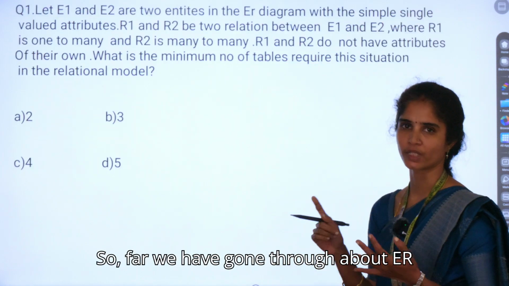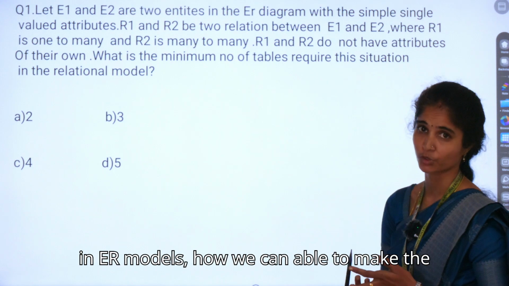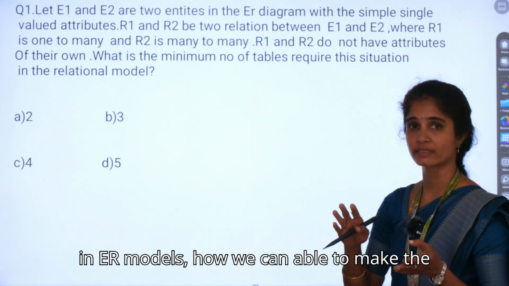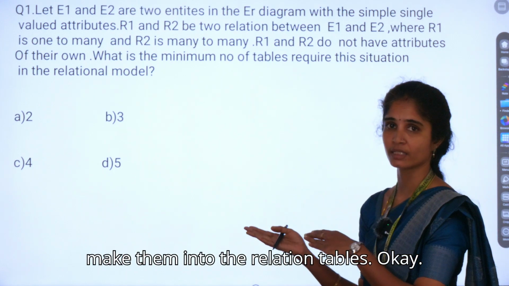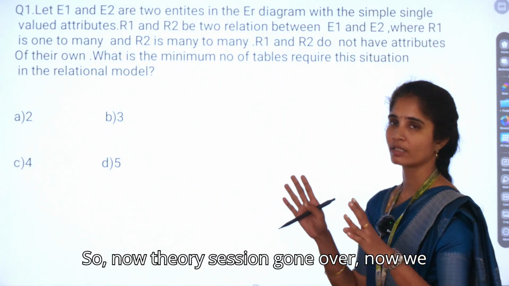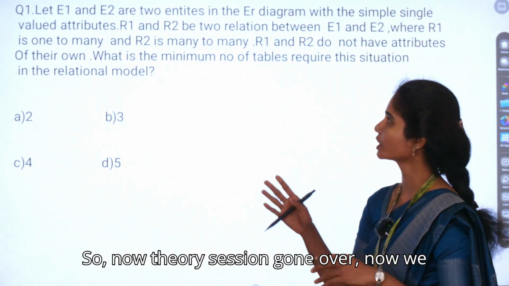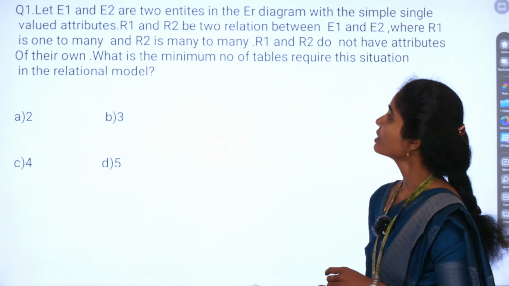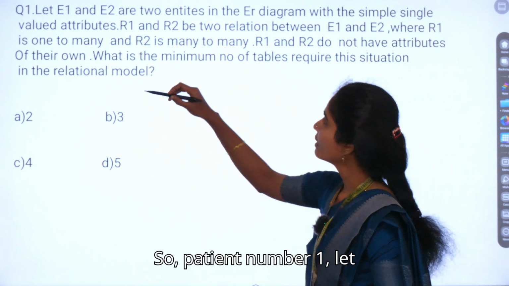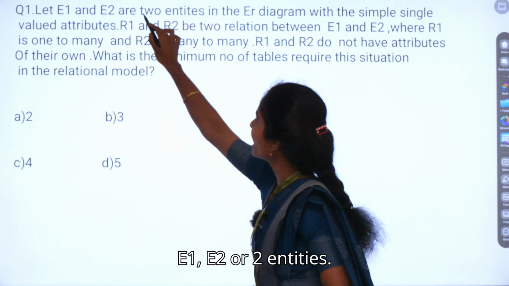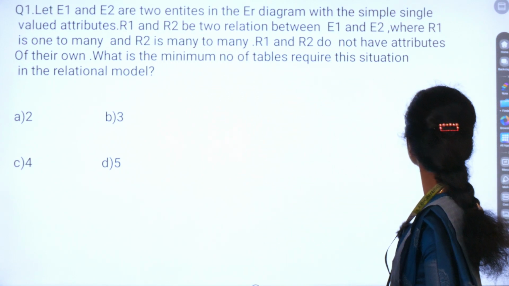So far we have gone through ER models, what components are used in ER models, and how we can make them into relation tables. Now the theory session is over. Now we are going to see the GATE questions. Question number 1: let E1, E2 be 2 entities.